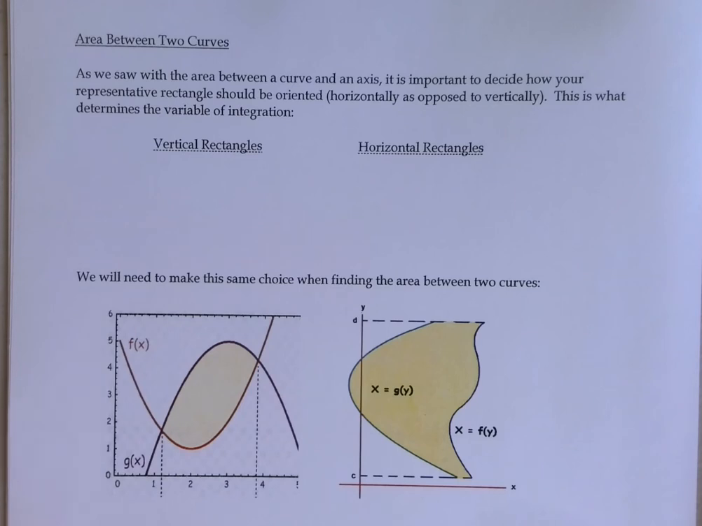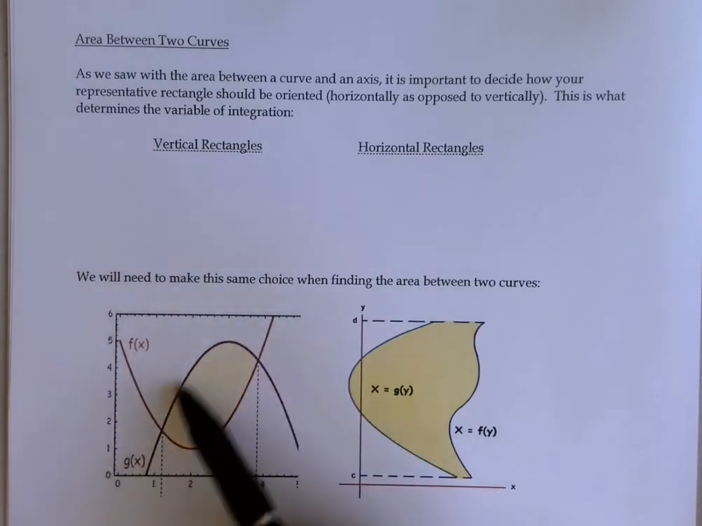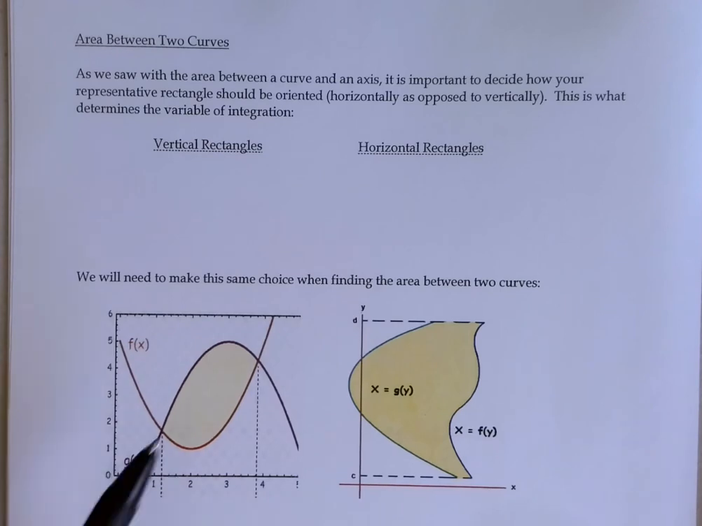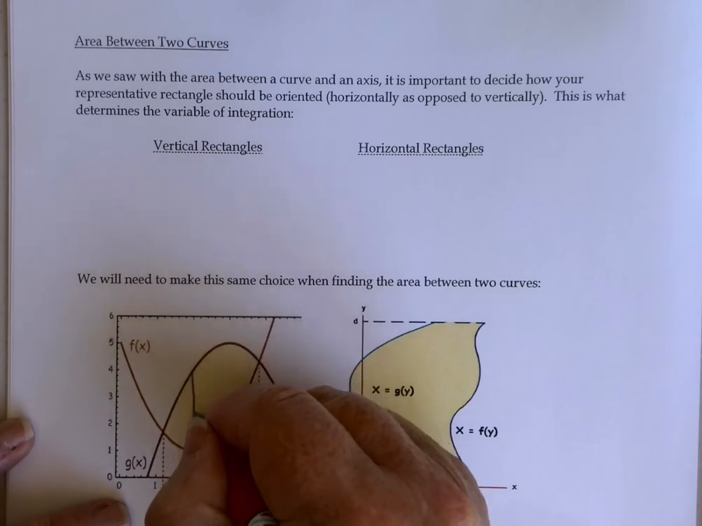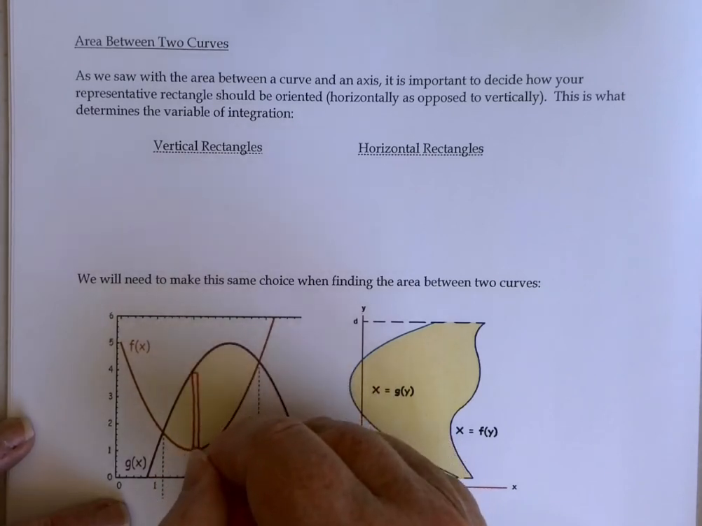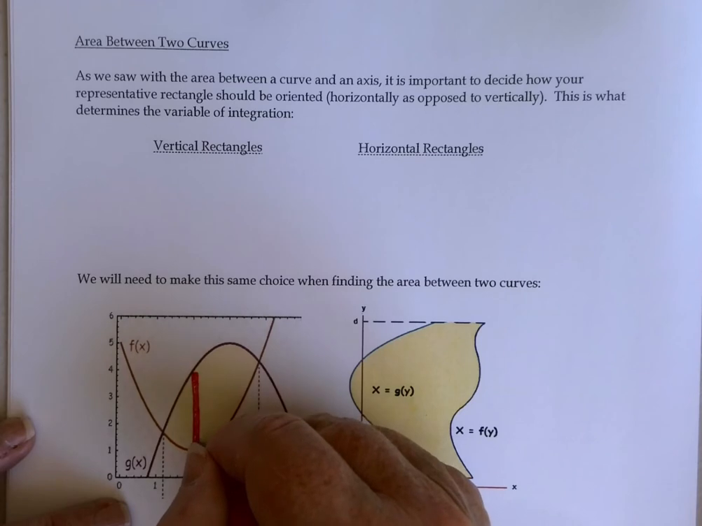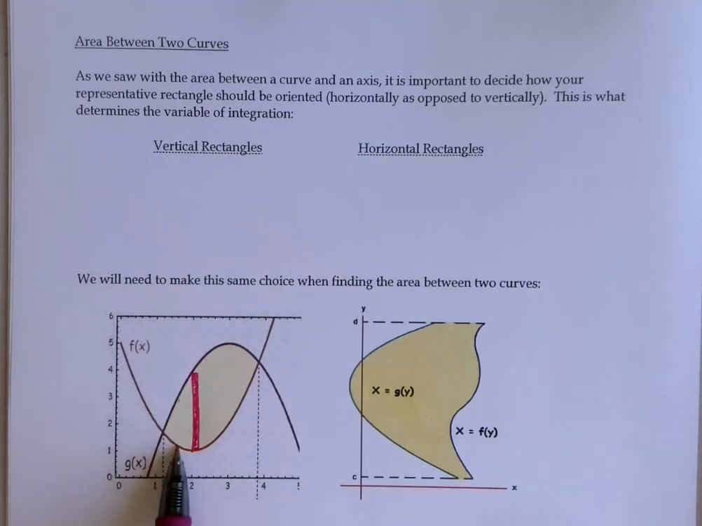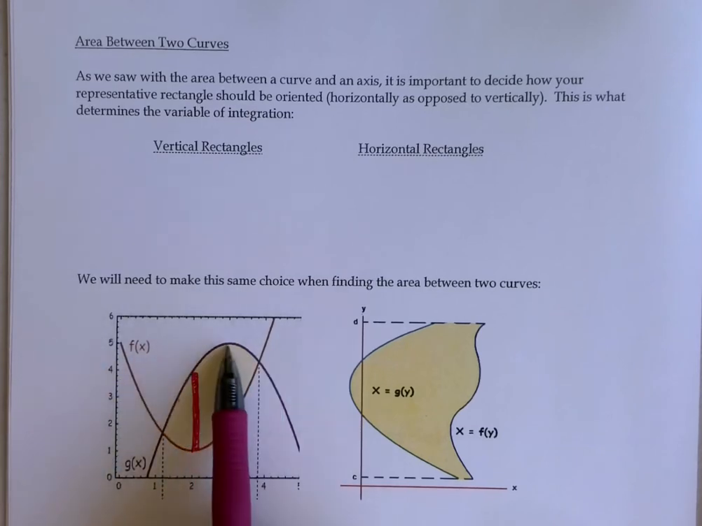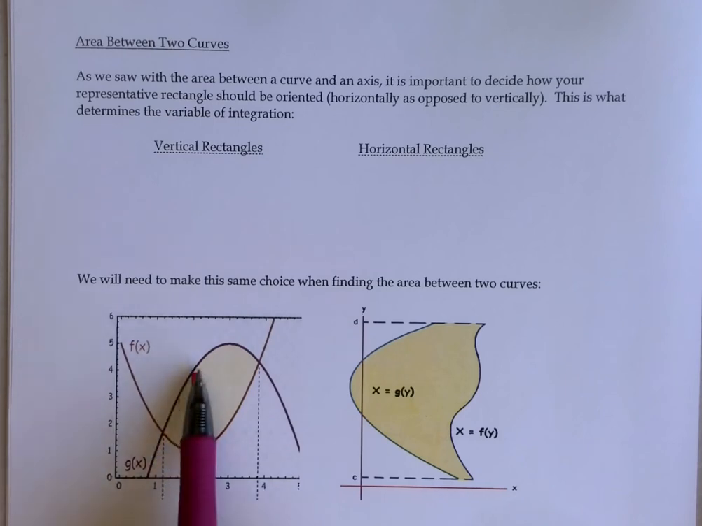So let's take a look here. If I've got two curves like this one is f of x, and this upside down parabola is g of x, and my goal is to find this area in between them. I'm going to do the same thing I did before. I'm going to draw a representative rectangle. And it looks to me, if I draw it vertically, it's going to work out just fine. Notice that no matter where I draw it, it's always going to go from this bottom curve f of x to this top curve g of x. And that's consistent no matter where I draw the rectangle in the region.